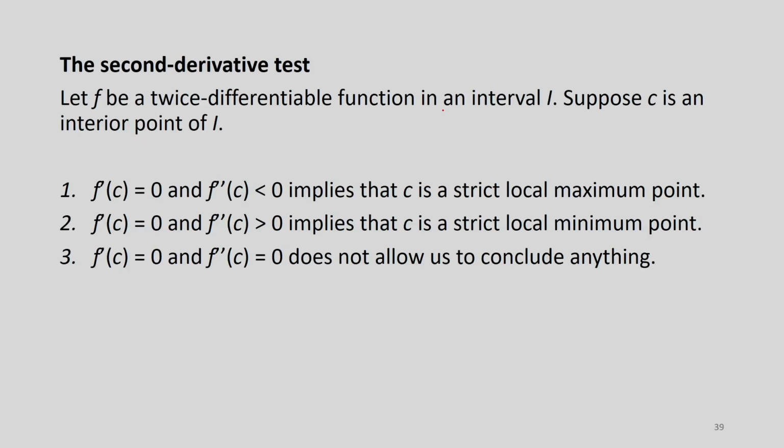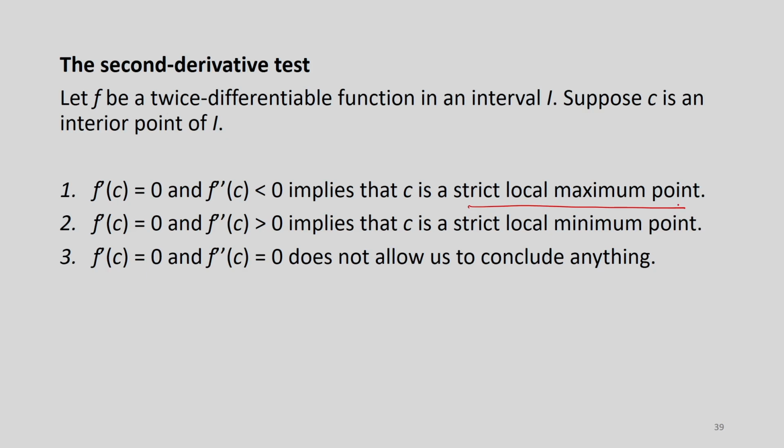Now, what we are going to discuss today in some length is what is known as the second derivative test. So, let f be a twice differentiable function in an interval I. Suppose small c is an interior point of I. Then you have three conditions. The first condition says that f dash of c is equal to 0 and f double dash of c is less than 0 implies that c is a strict local maximum point.